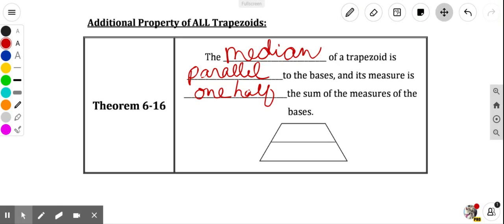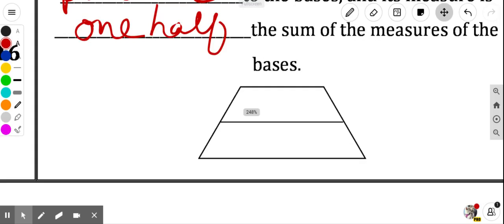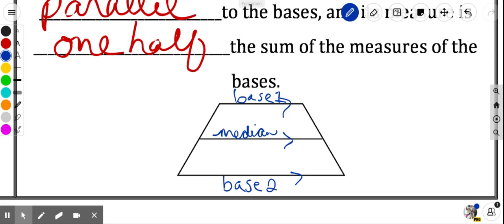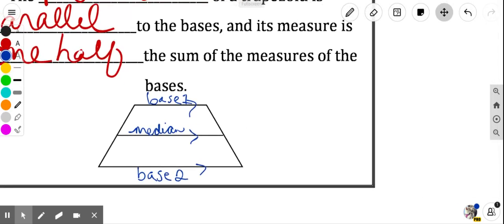So again, it's parallel to the bases. So if I zoom in on this picture right here, it's parallel to the bases and its measure is 1/2. So remember, this is the median. And so it's parallel to the bases and its measure is 1/2. I'm going to call this one base 1 and this bottom one base 2. And I'm doing this because we have a formula that we use to find the measure of a median, and we refer to them as base 1 and base 2.